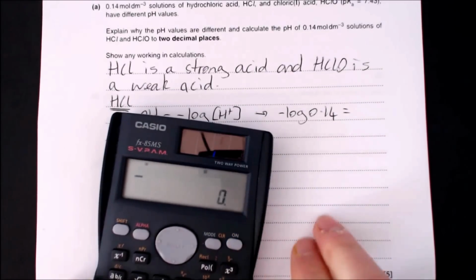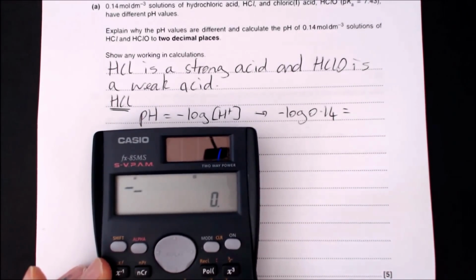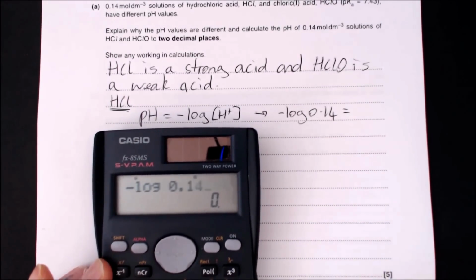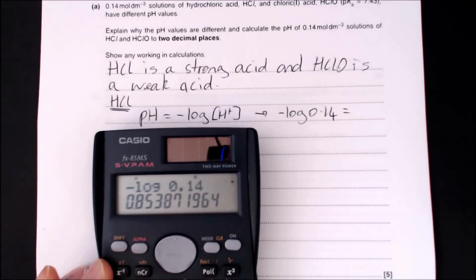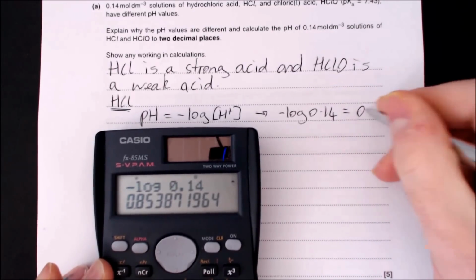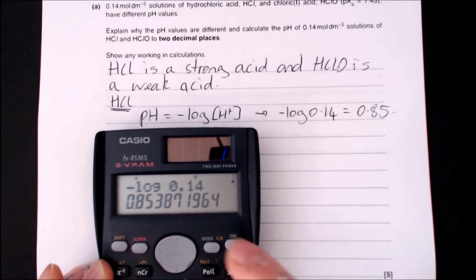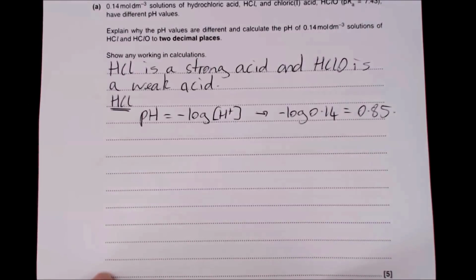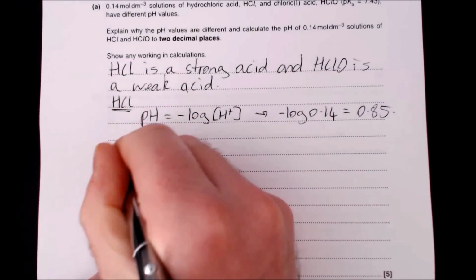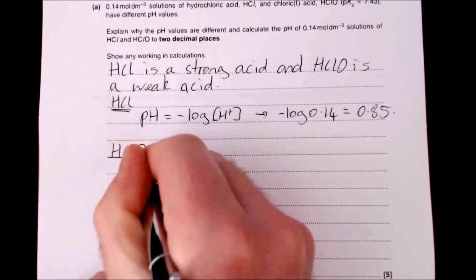Let's put the calculator over here. So it's the minus log of 0.14, and we should get 0.85. There you go, there's your first one. So there's your HCl. And then the next one, HClO, is not quite as straightforward.